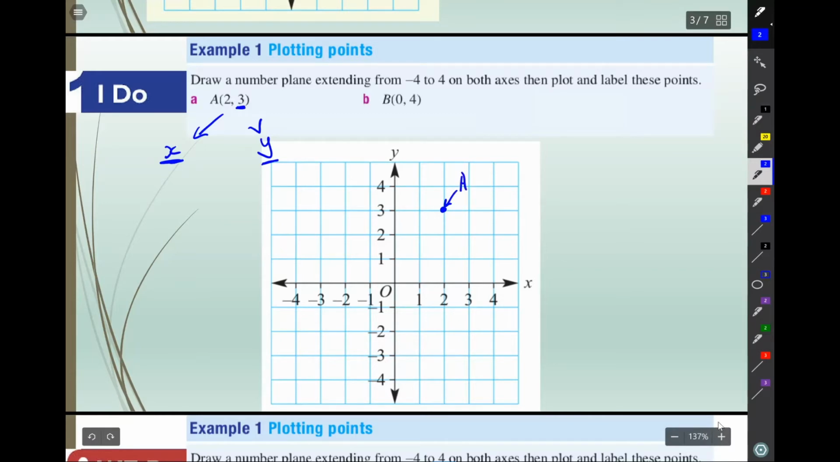This is point A. Now we'll do B in red. There is a 0 here for our x coordinate, so we aren't going to crawl anywhere. We're going to stay where we started at the origin. And our y coordinate is 4, so we're going to climb 4 units. 1, 2, 3, 4. And there is our point B.